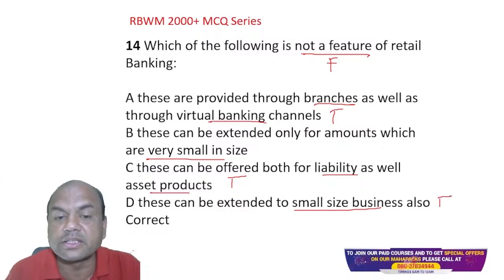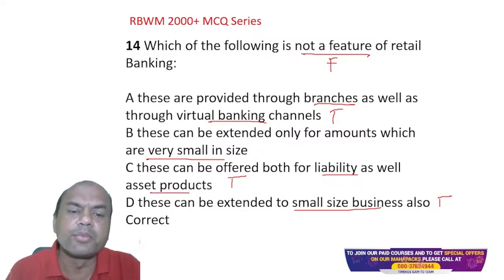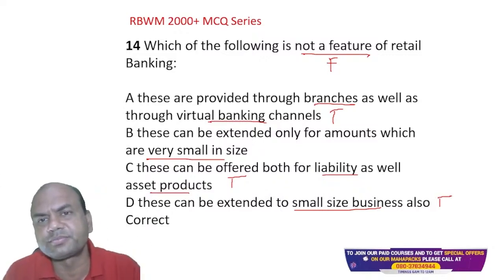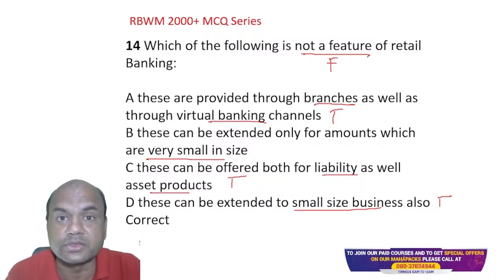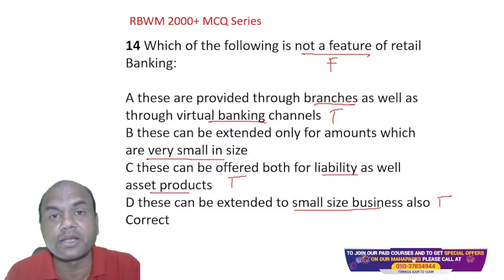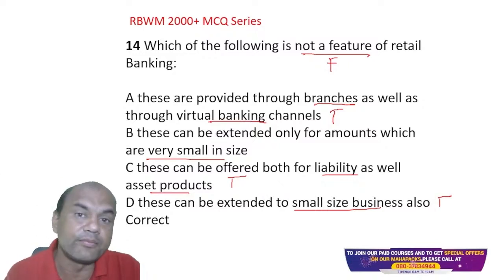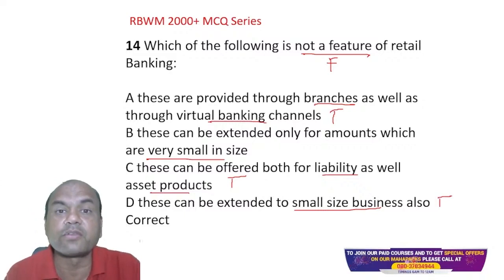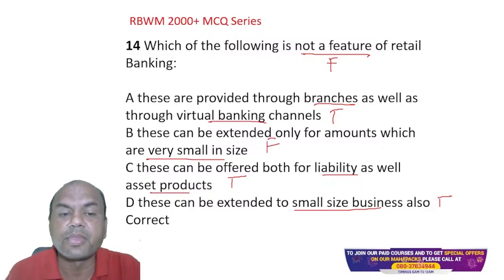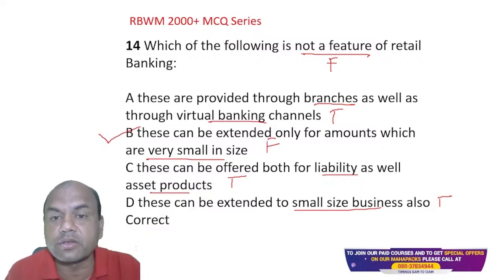Which one is the dicey one? This, very small size, so very small amounts. Is this the answer? No. Why? Because in retail banking nowadays you purchase a housing loan. What is the minimum housing loan in metro cities? What is the cost of a house in metros? A 1 BHK flat or 2 BHK flat in Mumbai and Delhi goes for around what? 1.5, 2 crores for 2 BHK flats, right? So if I give even 75% of that, is this a very small size? No, this is false. So the answer is B, because we want not a feature, we want false only.